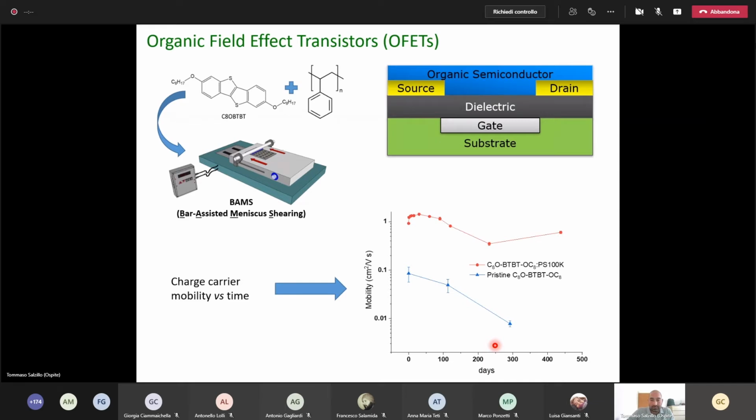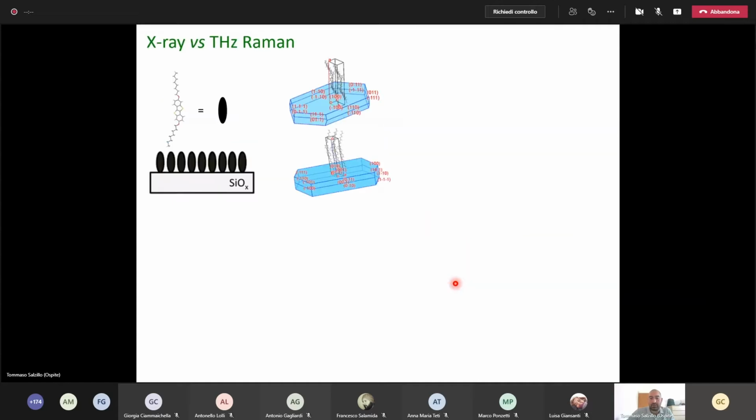So our idea, sorry, it's not moving. Okay. So our idea was to understand what was going on in this device.